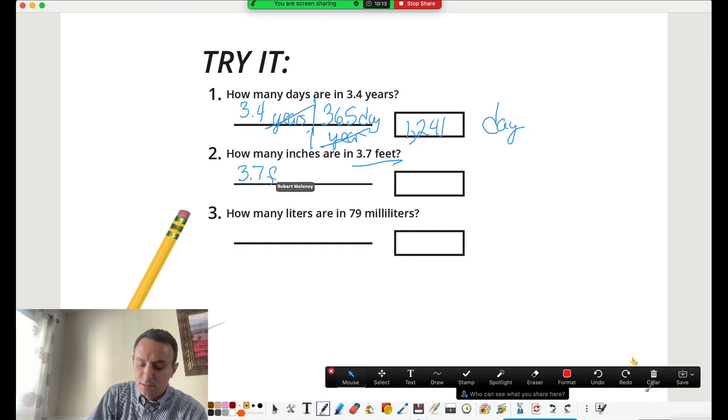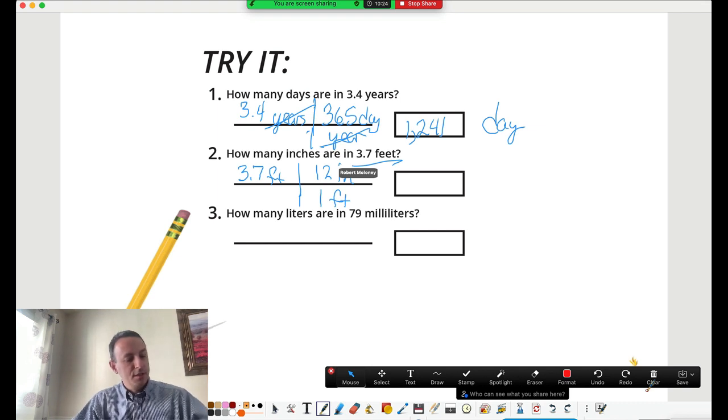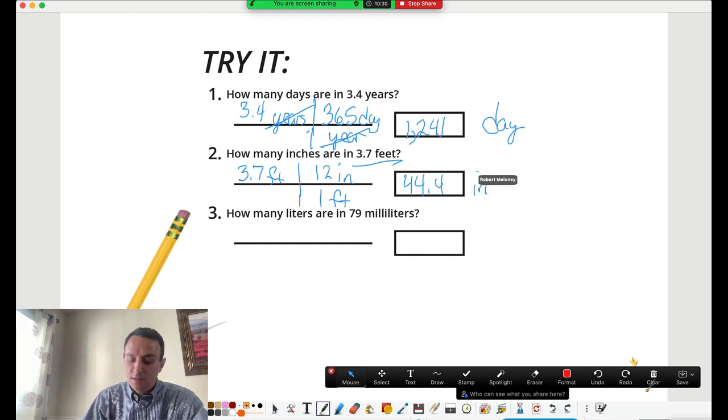3.7 feet. And then we're going to say, okay, how many inches? We know one conversion between feet and inches. 1 foot is 12 inches. So if I find out 3.7 times 12, I find out there are 44.4 inches in 3.7 feet. Okay? And you guys can see how that one works out.